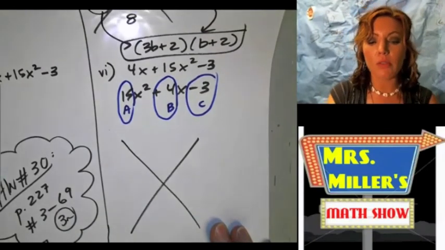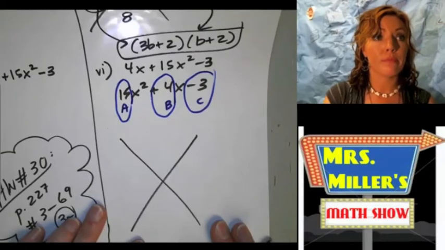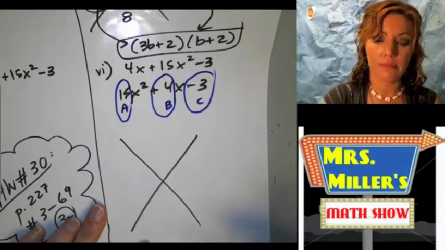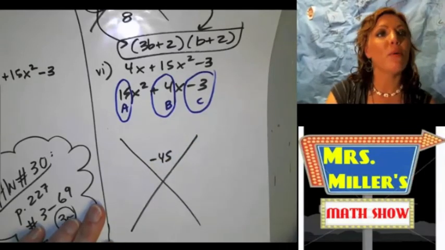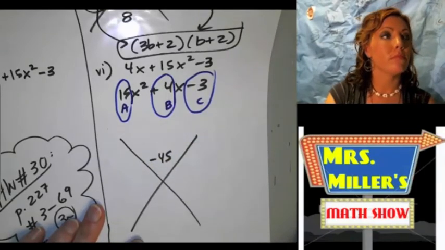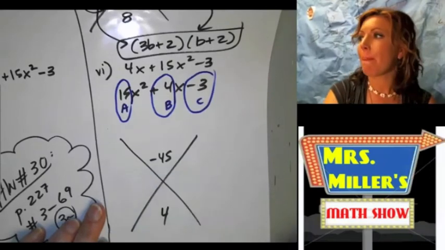So, who can tell me what goes in the top? 15 times negative 3. What is 15 times negative 3? Zach? Cool, give it up for Zach. Okay, how about the bottom? What goes in the bottom? Zach? Cool, everybody give it up for Zach.